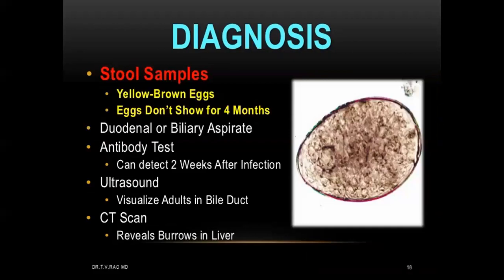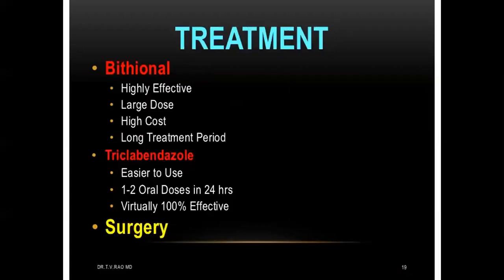How do you diagnose? There can be stool samples for yellow-brown eggs. Eggs don't show for 4 months. Duodenal biliary aspirate. Antibody test can detect 2 weeks after infection. Ultrasound visualizes adults in the bile duct. CT scan reveals burrows in the liver.